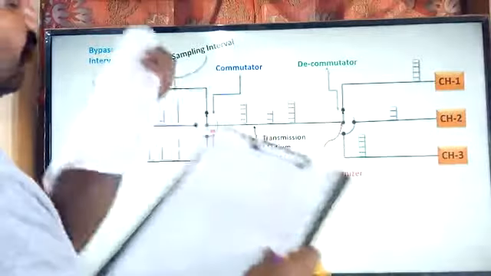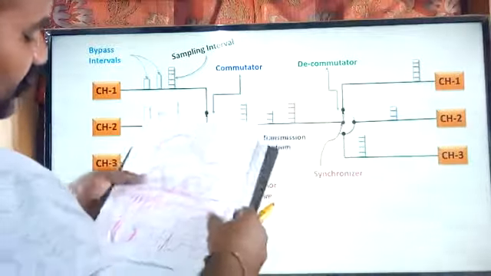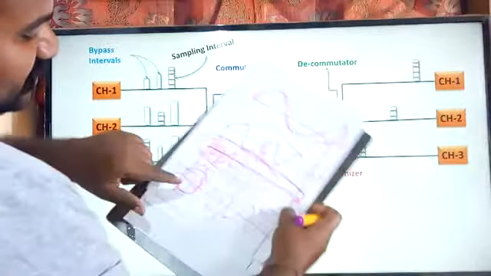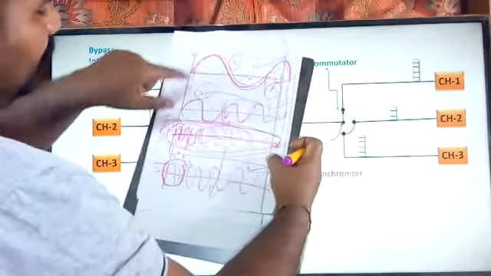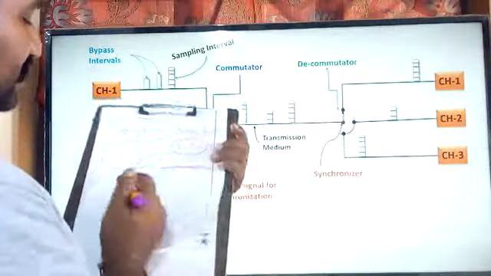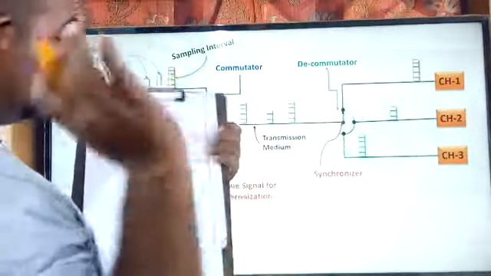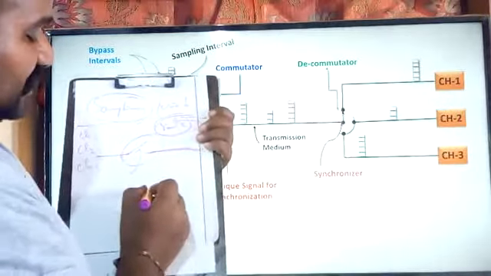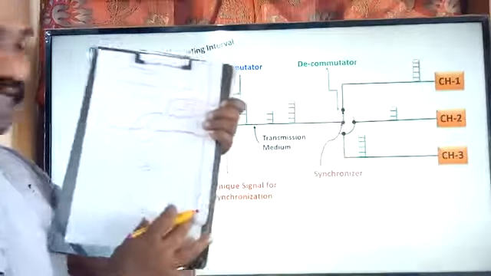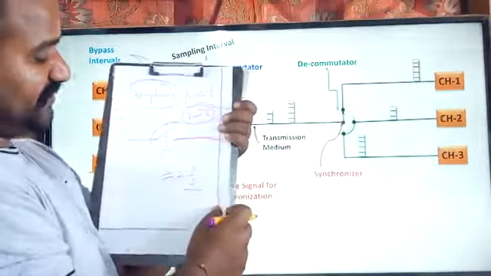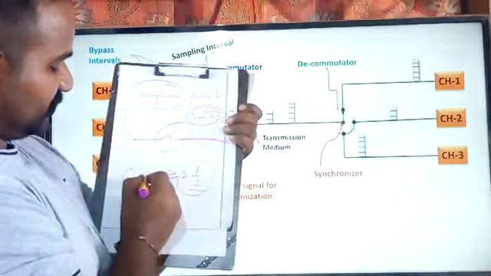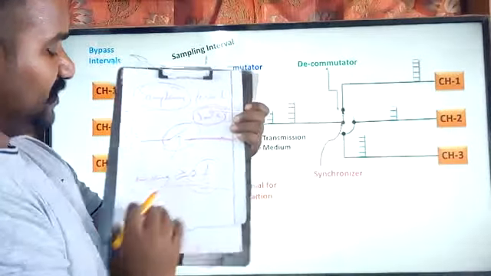This sampling rate depends on how fast a particular channel signal is varying. I'm taking channel 3 because the channel 3 signal is varying very fast compared to channel 2 as well as channel 1. If you are going with the Nyquist rate, the sampling rate should be greater than or equal to twice the highest signal frequency. I'm assuming Fs is the highest signal frequency. So 2Fs is the sampling rate in the normal cases.